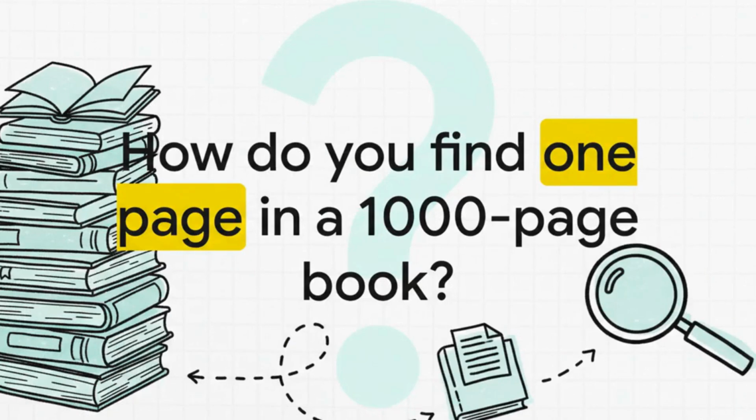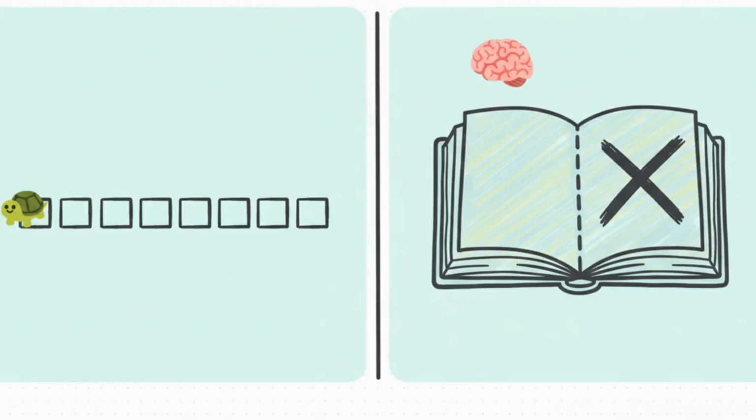Okay, to really wrap our heads around this, let's forget about computers for a second. Picture this. I hand you a huge 1,000-page book, like a giant dictionary or an old phone book, and I tell you, find page 742. What's your move? How are you going to find it? So you could start at page 1, then page 2, then 3, and just keep flipping. That's what we call the brute force way. And yeah, it works eventually, but who's got time for that, right?